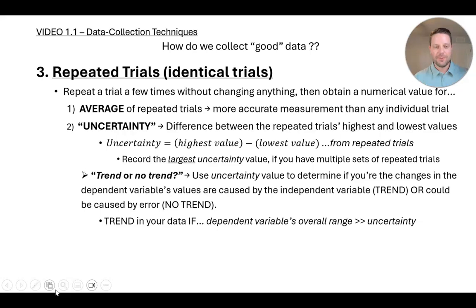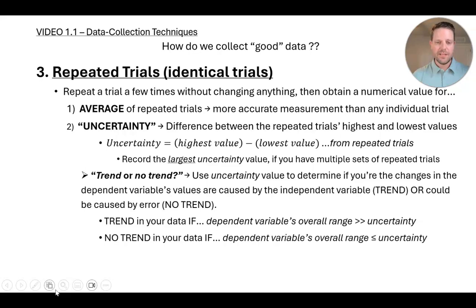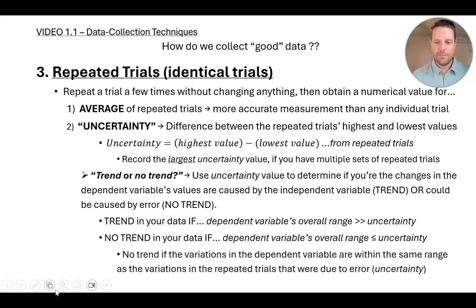Okay, so if you think about this, a trend is going to be occurring if your dependent variable's overall change, the range of it from high to low, is much bigger than the range of the repeated trials, right? I mean, is my change in my Y value much bigger than the random changes we saw in the repeated trials, which we call the uncertainty? If the uncertainty is pretty close to the range of values that we saw, then we can't really determine that any changes weren't just due to error. So that's how we do the trend or no trend, okay?